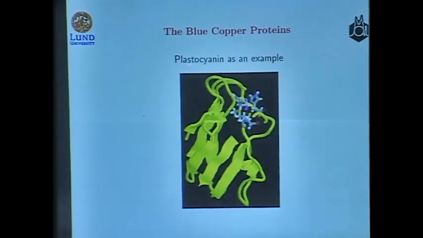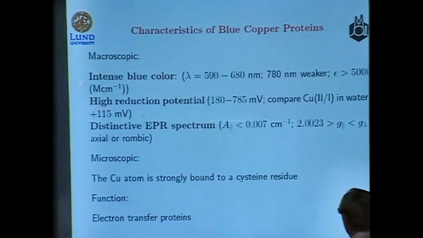This is plastocyanin, which is a blue copper protein. There are a number of those. They act as charge transfer carriers, for example, in photosystem 2. They transfer electrons from the active site and to the active site. So they are electron transfer proteins. They are blue, they have a high reduction potential, they have a very distinct EPR spectrum. And all these properties made the biochemists think that there's something special about this.